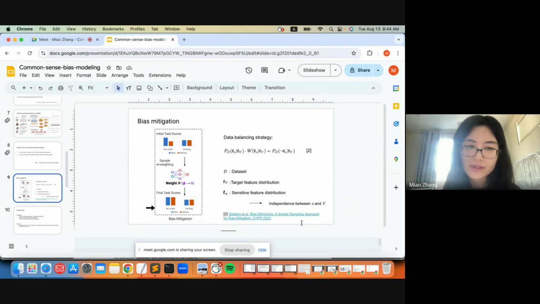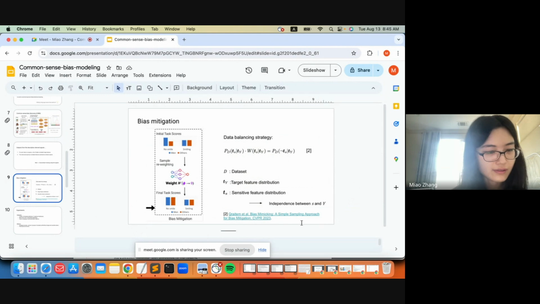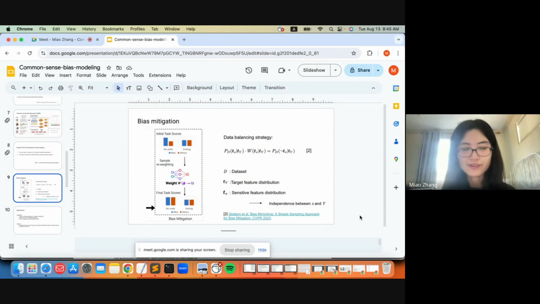Like in this work, their approach is very simple and elegant. We are just trying to balance the ratio of sensitive groups and decorrelate the features, and that works well. So we adapt these methods. Okay, thank you. I'll check out the paper. Yeah, thank you very much.